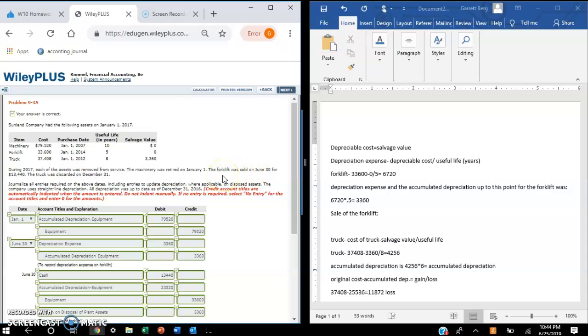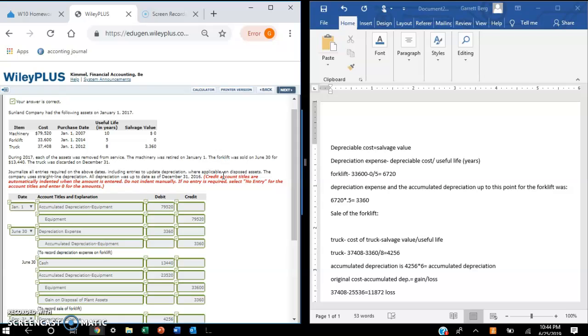All depreciation was up to date as of December 31st, 2016. First, the machinery. We purchased that for $79,520, and it has a useful life of 10 years. So it's 2017, and it has obviously run out of its useful life. It's going to be debited for the full amount of 79,520 for the accumulated depreciation of the equipment, and the equipment will be credited for that same amount, 79,520.